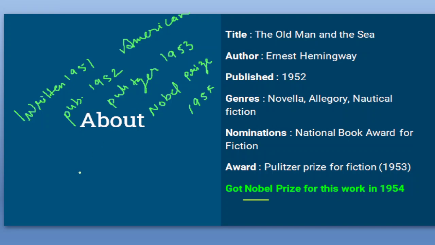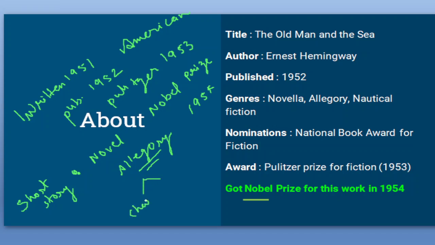The very first thing, it belongs to novella, right? So what is a novella? A novella is somewhere in between, bigger than a short story and smaller than a novel. So this is known as a novella. Now it also belongs to the allegory category. An allegory has a character or an event that shows some abstract idea.